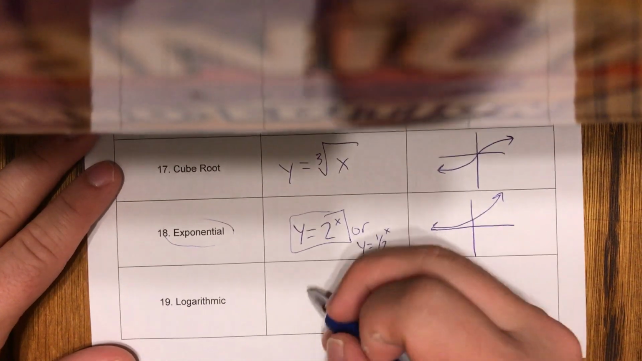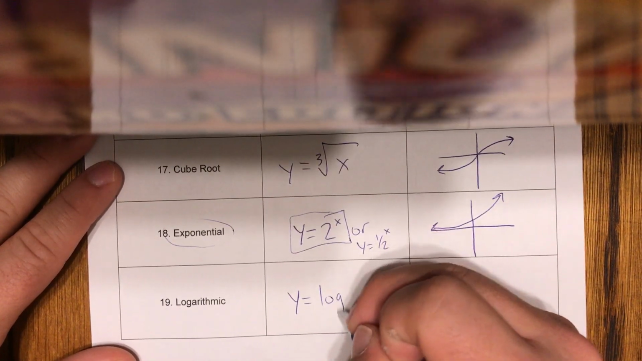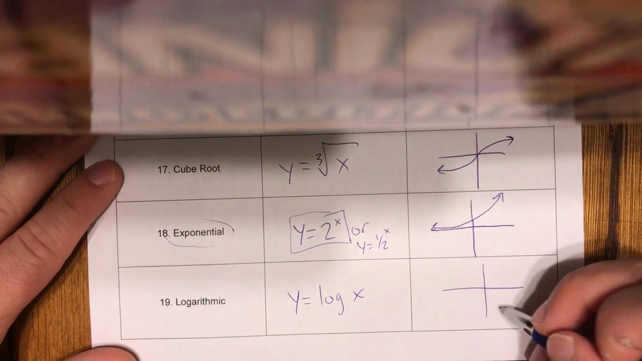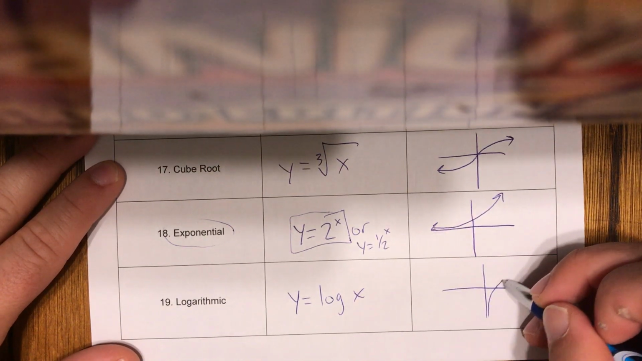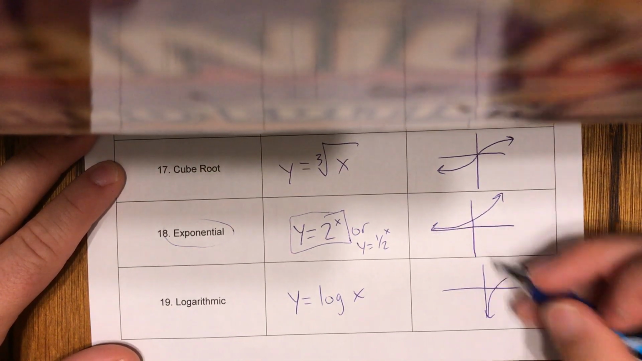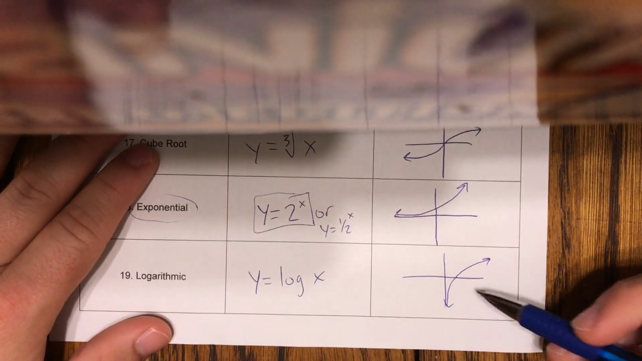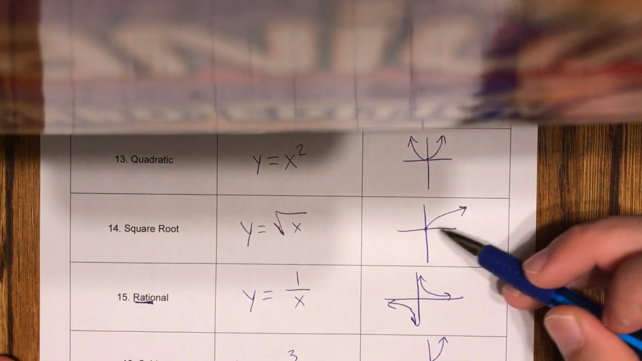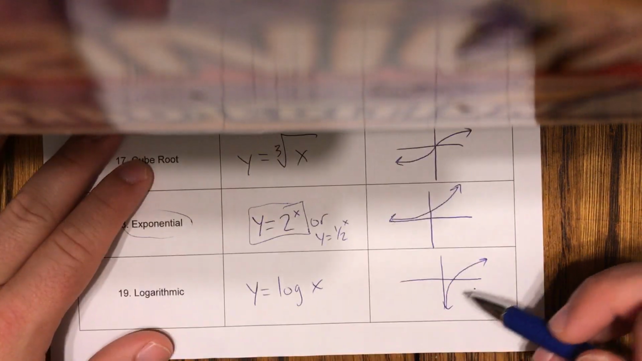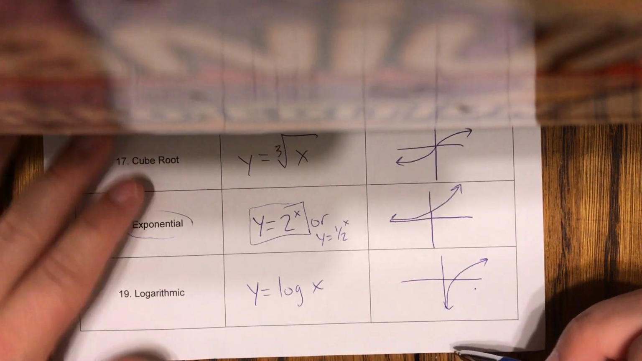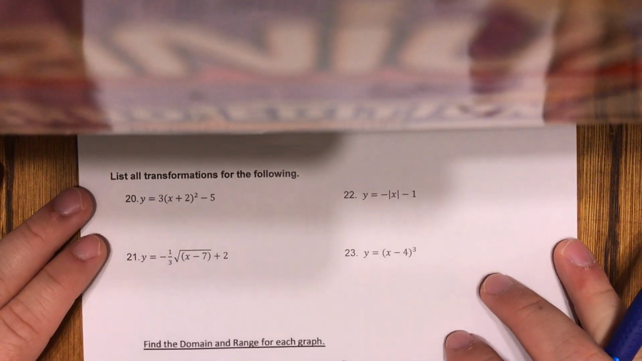And the logarithmic looks kind of like the square root graph. It also looks like the exponential graph. The difference between the logarithmic graph and the square root graph: square root has a starting point. Logarithmic keeps going down forever. And so remember that.